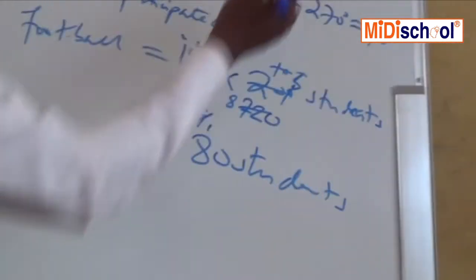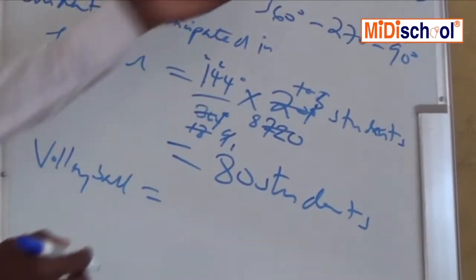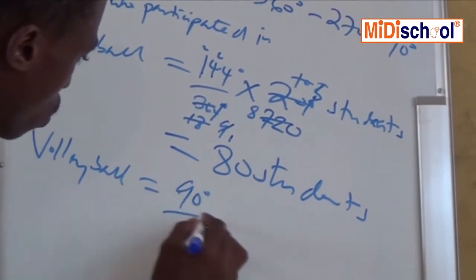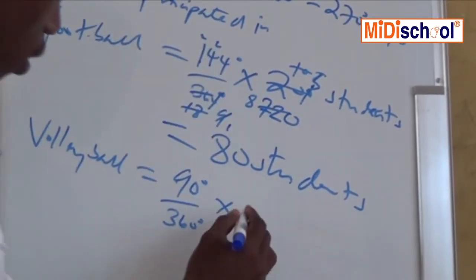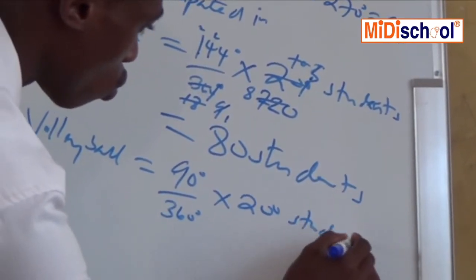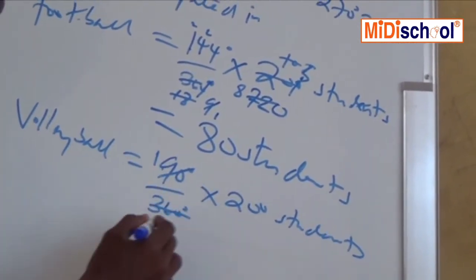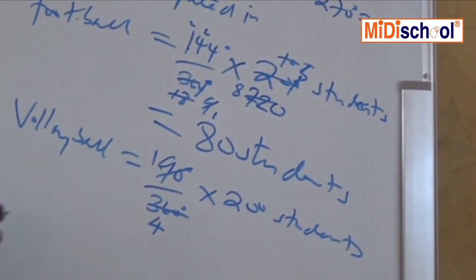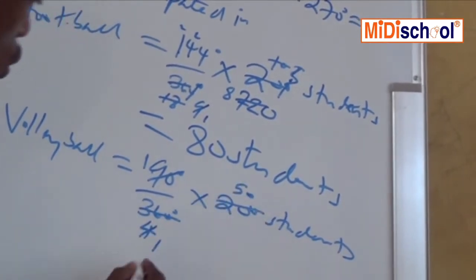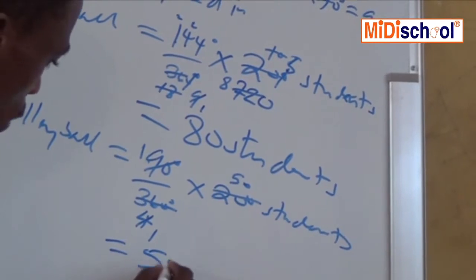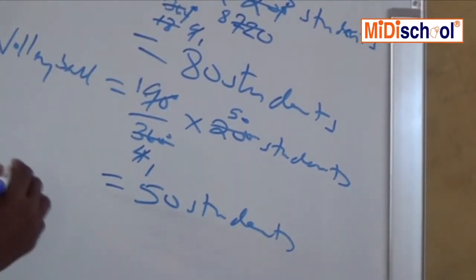Volleyball, as usual, is the degrees of the volleyball over the total degrees. The degrees of the volleyball is 90, represented by a right angle. So it is 90 degrees over 360 degrees times the total number of students, which is 200. So here by 90 it is 1, and by 90 it is 4, right? And by 4 it is 1, and here by 4 it is going to be 50. So here right away we're going to have 50 students for volleyball.